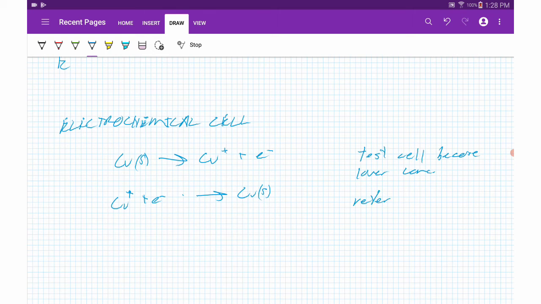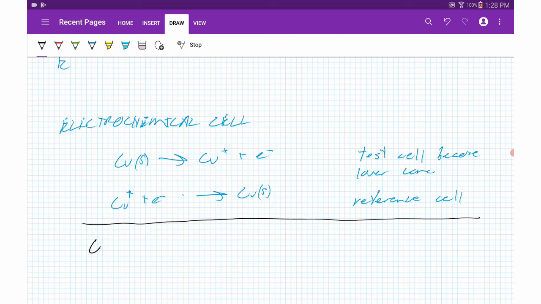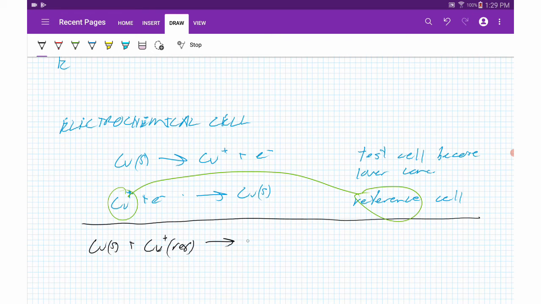And the other one will be our reference cell. So when we put all of these things together, I'm just going to switch back to black, we end up with copper plus copper ions in the reference electrode, right? Copper ions in the reference electrode are reacting to produce copper ions in the test electrode plus copper solid.